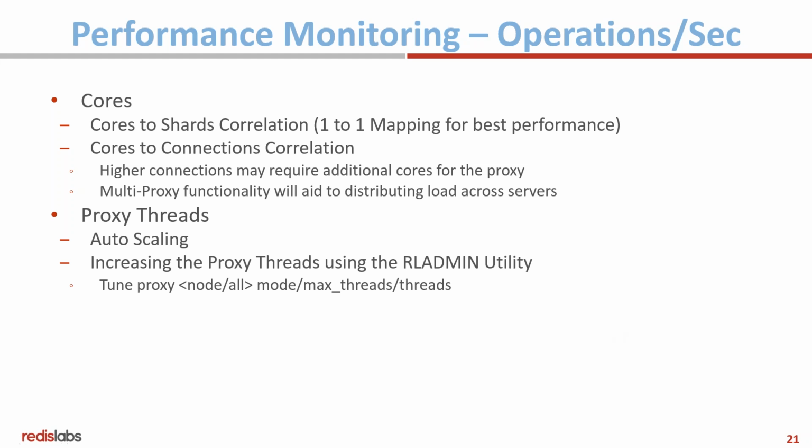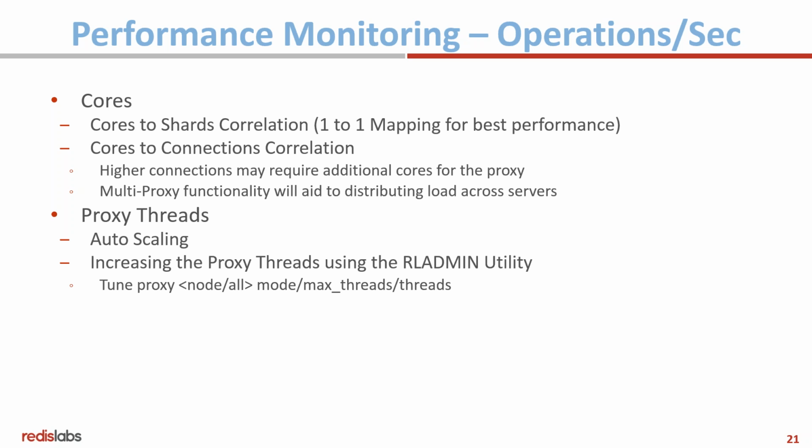So, on operations per second, the other thing you need to keep in mind is, of course, what we already talked about: the core to shard correlation. It's usually a one-to-one mapping. When you design the number of shards, or as your data set size grows, you're increasing the number of shards. You need to make sure there are enough cores to support that. And then also the cores to connection correlation. You need to make sure there are enough cores available for the proxy to scale out if you have a huge flood of activity coming in over and above what you've already designed. So higher connections may require additional cores. Multi-proxy functionality will help you distribute that across multiple nodes.